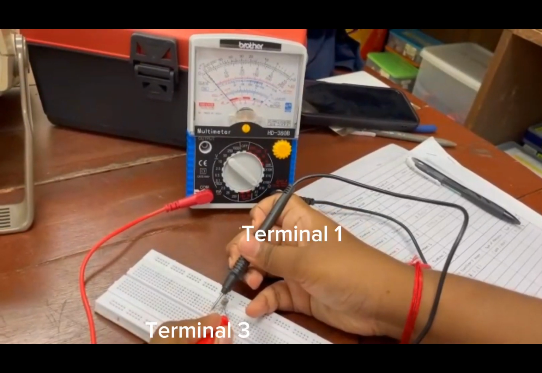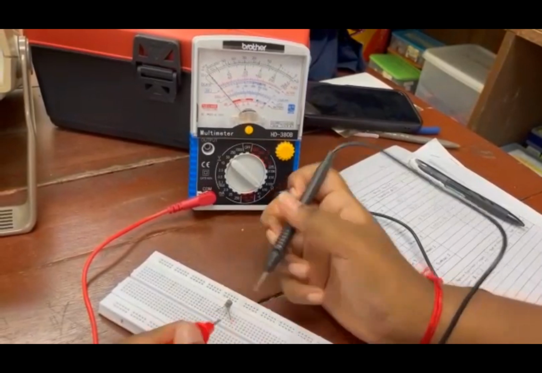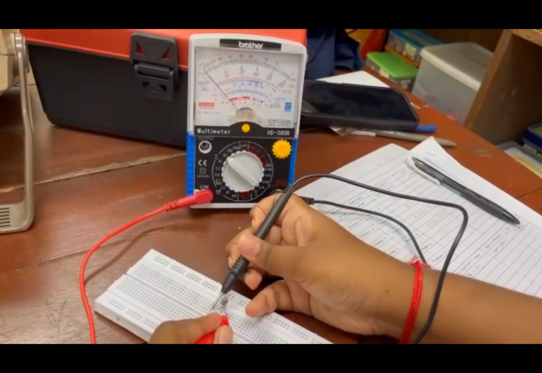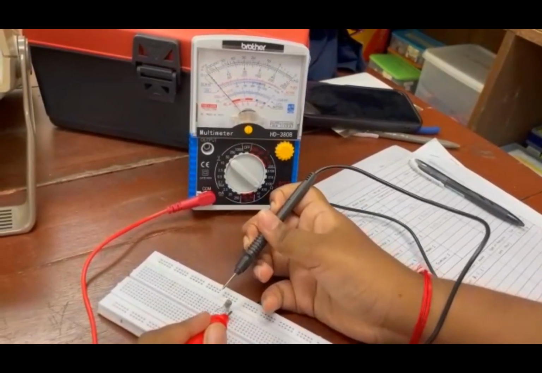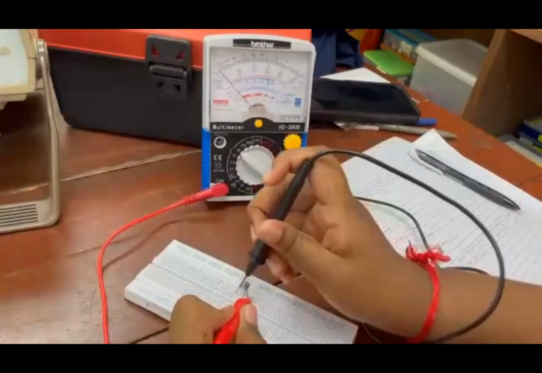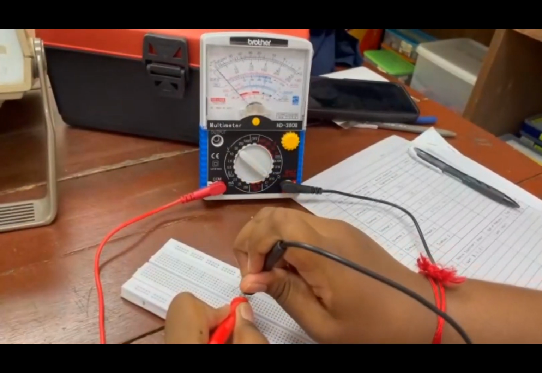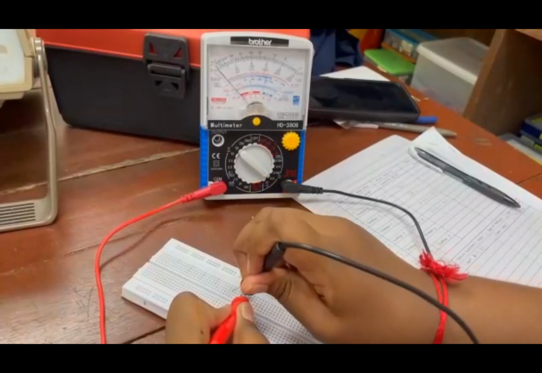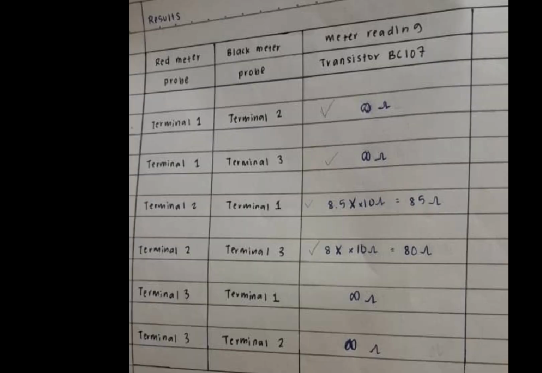The third step is to touch the red probe to the third terminal of the transistor and the black probe to the first terminal of the transistor. Without changing the position of the red probe, move the black probe from the first terminal to the second terminal. This is the data we got from the experiment. If both readings on the meter show a deflection of about 20 to 500 ohm, this indicates that the terminal of the transistor is the base. In this case, we can see that terminal 2 is our base.